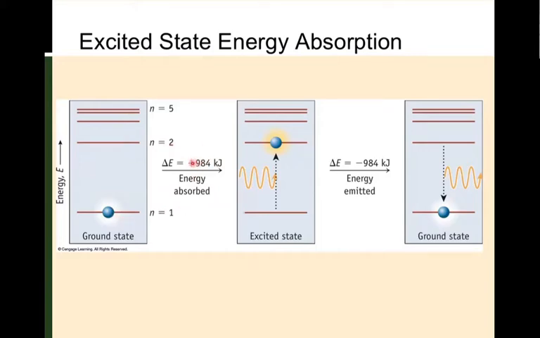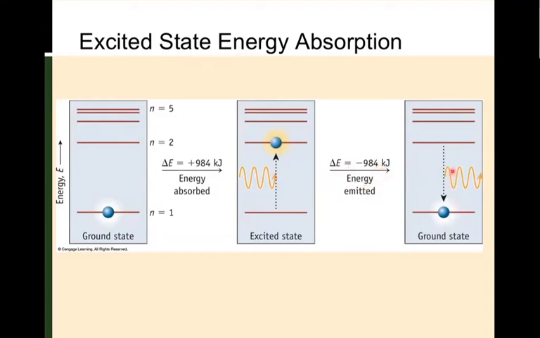So it's positive here because the energy is being absorbed. We also discussed that. Here the wavelength or the energy of this photon is sufficient to enact this transition from the ground state to the excited state. And then the energy can be emitted from the excited state back down to the ground state as delta E equal to minus 984 kilojoules.